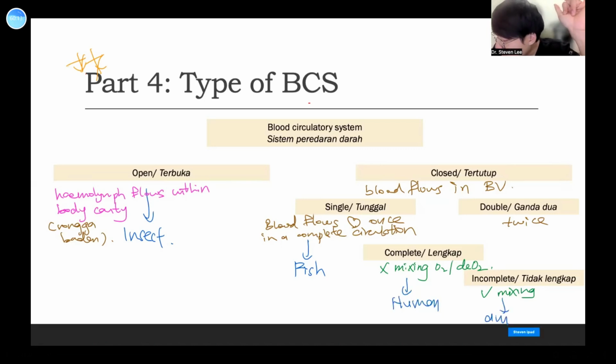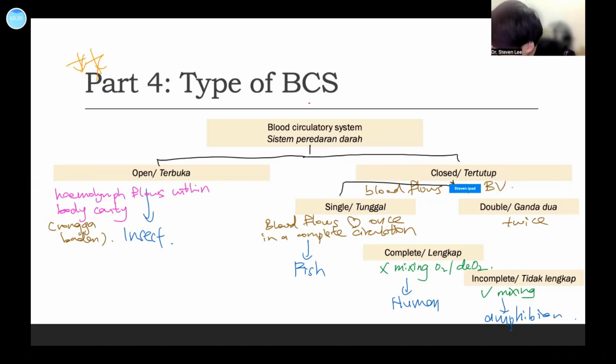This is amphibian. Ataupun in Bahasa Melayu, amphibia. How do we use this system? Let me frame it up. Okay, so here we divide into two. Okay, here we divide into two. Okay, here we divide into two. Okay, how we frame it up?